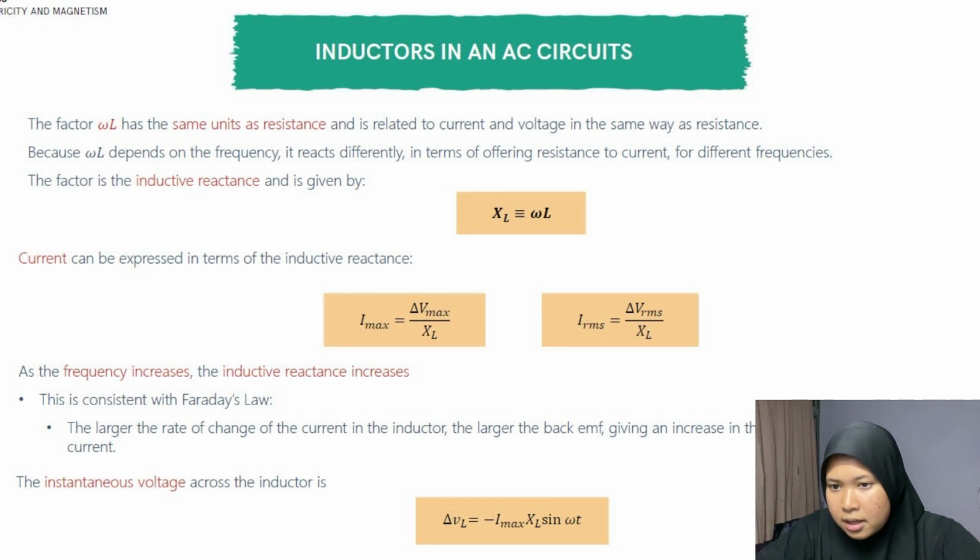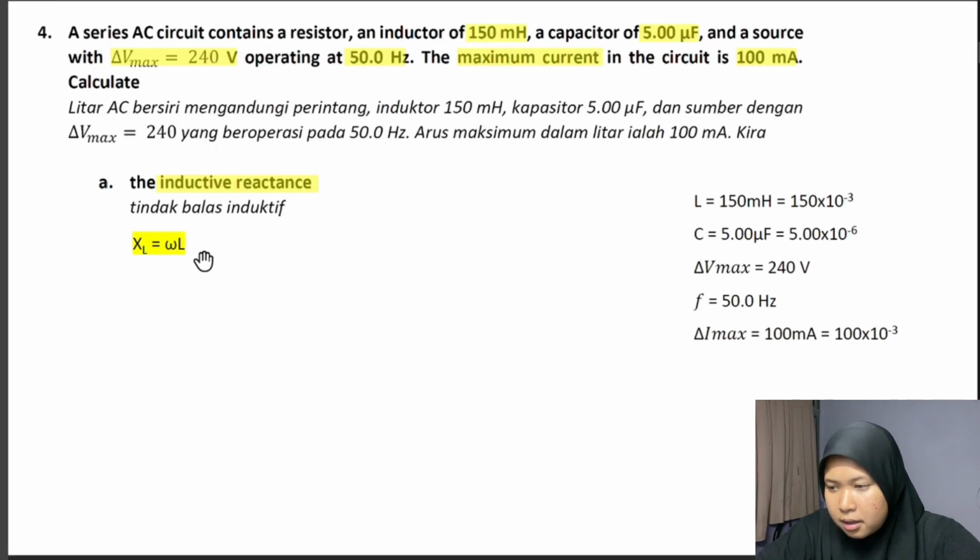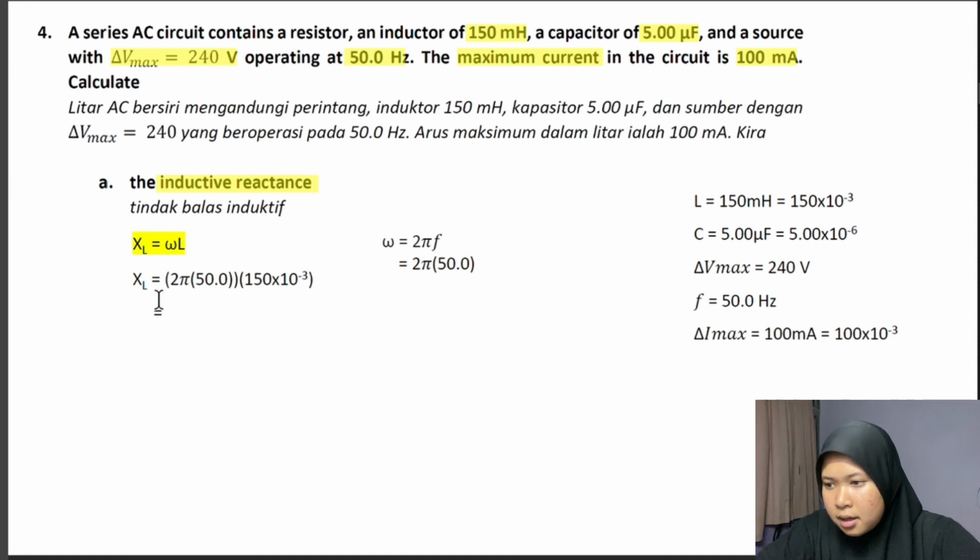Now we can apply XL equals omega L as the formula. For the angular frequency, omega equals 2 pi f, and we get the f value from the question, which is 50 Hz. Substituting, XL is equal to 2 pi multiplied by 50 and multiplied by 150 multiplied by 10 to the power of negative 3. The inductive reactance that we get is 47.12 ohm. Now let's go to the next question.